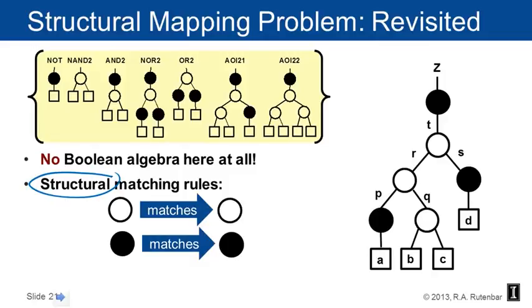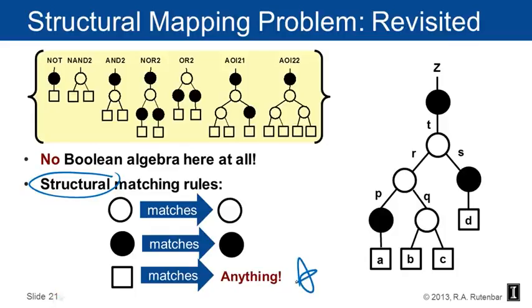And this is the one that's maybe a little bit complicated. We need to talk about this just a little bit. A square box, which represents the input to one of the library elements or the input to the overall subject tree, the thing that popped out of multi-level synthesis, matches anything. That's how it's possible for the output of one gate to connect to the input of another gate. And we're going to talk about this with a little example here.